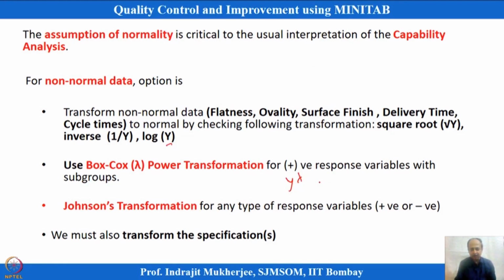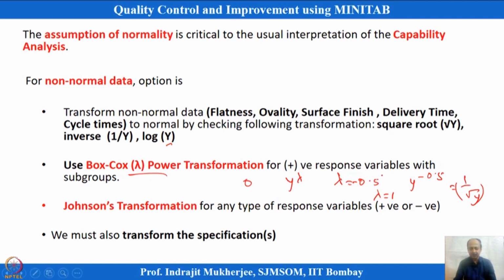Here y is the energy consumption, and lambda is coming out to be minus 0.5, so y to the power minus 0.5, which indicates 1 by square root of y. This is the transformation suggested by Box-Cox. If lambda comes out to be 1, that means no transformation, since y to the power 1 means no transformation. 0 means log transformation, and minus 1 means 1 by y transformation is required.